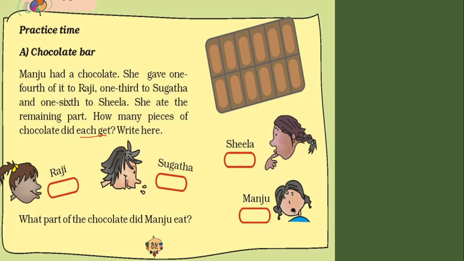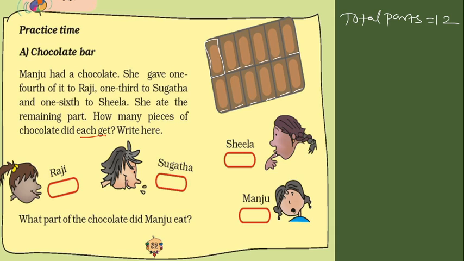First I draw it. How many parts do we count? 1, 2, 3, 4, 5, 6, 7, 8, 9, 10, 11, 12. So I write here first, total parts is equal to 12. How many are the total parts? Total parts is equal to 12.